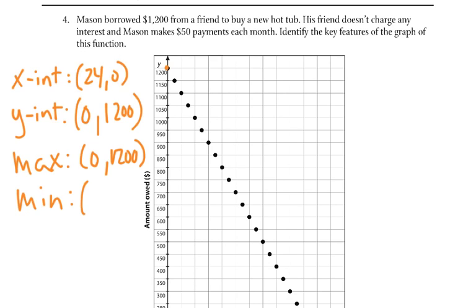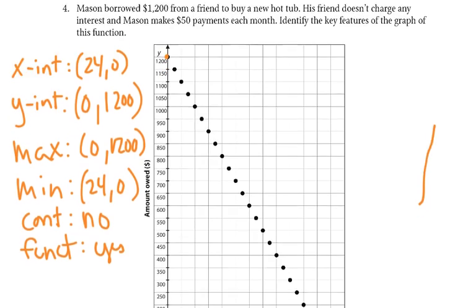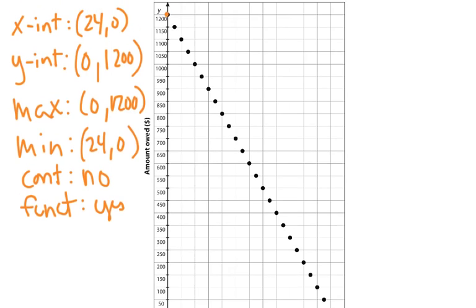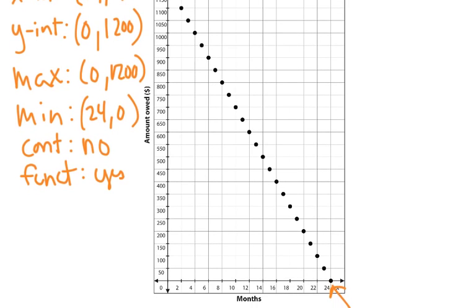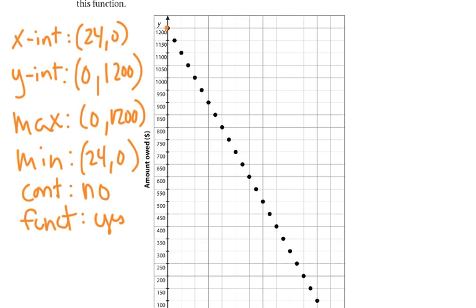So 24, 0. There are our points. Is it continuous? Well, this one doesn't have the line, and it has endpoints, so definitely no. Is it a function? Yes, because we have two groups, the amount owed and the months. We've got a pattern, paying it off $50 a month. And for every input, there's only one output. So I can't say in 14 months he'll have paid back two different amounts.